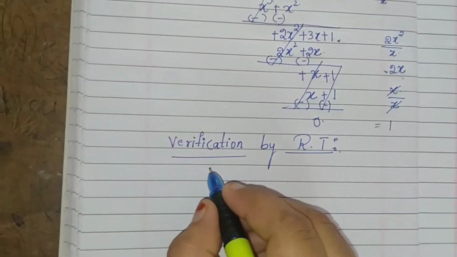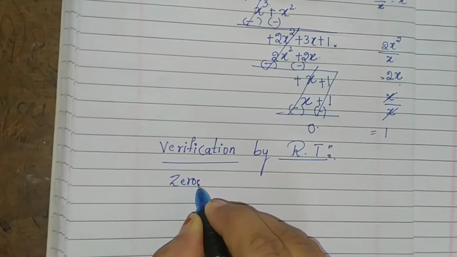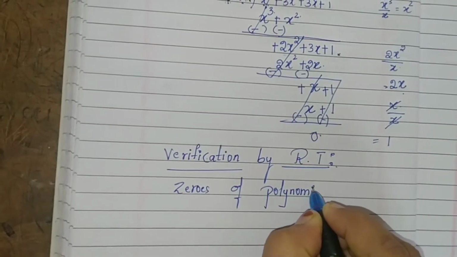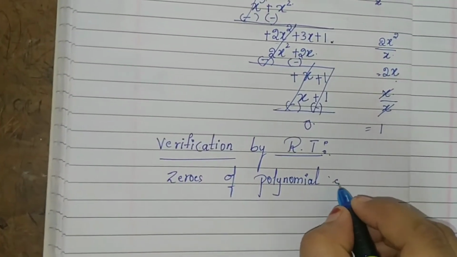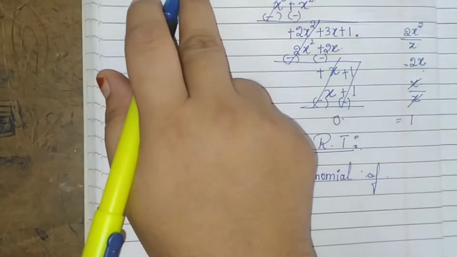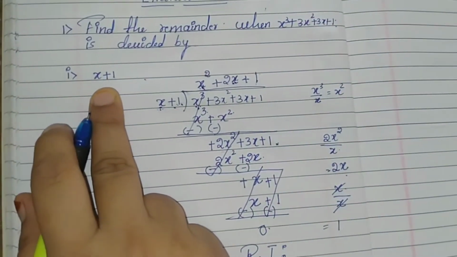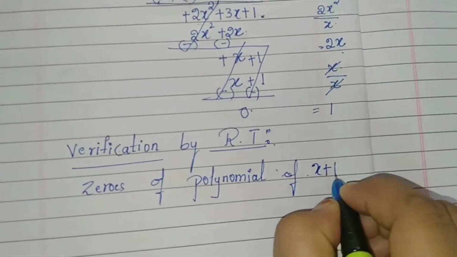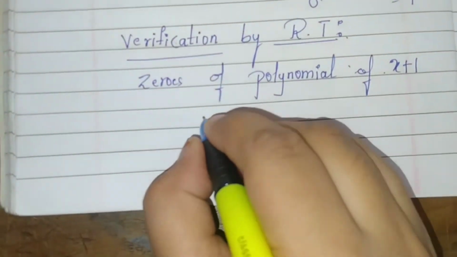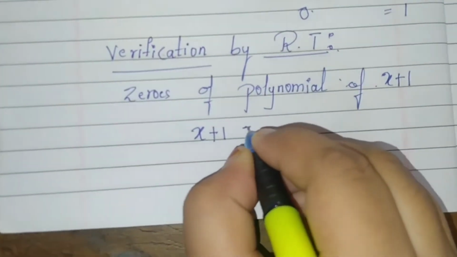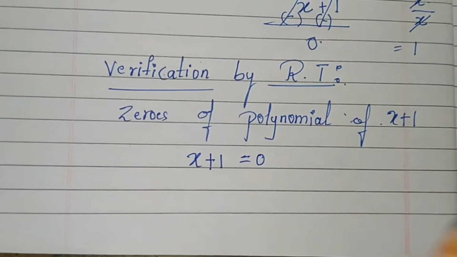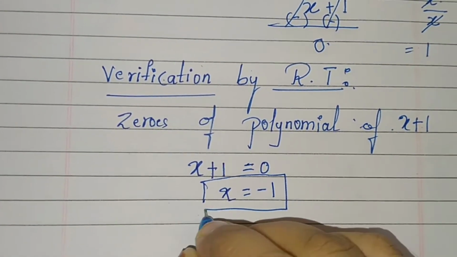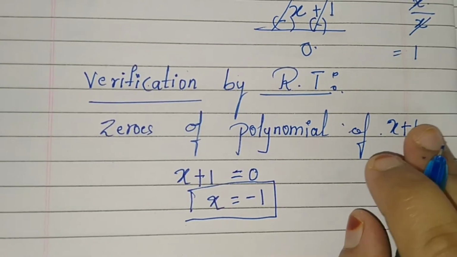You have to consider the zeros of the polynomial, or you have to find the zeros of the polynomial of the divisor. So here the divisor is nothing but x plus 1, right? So now you have to find the zeros of polynomial of x plus 1. Whenever you are going to find the zeros of polynomial, you have to equate this to 0. So x plus 1 is equal to 0, right? So x will be equal to minus 1. So this is the zero of the polynomial of the divisor, that is x plus 1.